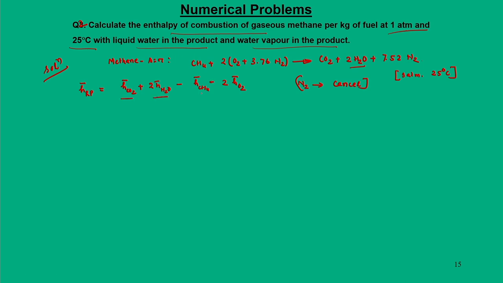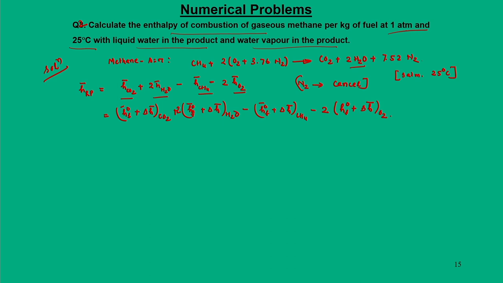Now, each of these enthalpies needs to be expressed with respect to their formation part. So we can write it as H bar f0 plus delta H bar CO2, plus 2 times H bar f0 plus delta H bar H2O, minus H bar f0 plus delta H bar CH4, minus 2 times H bar f0 plus delta H bar O2.